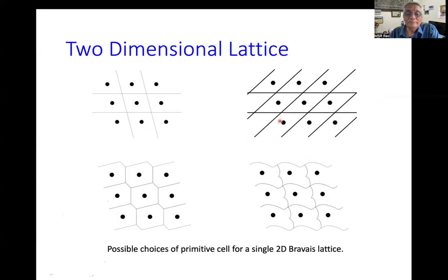So these are possible choices of primitive cells for a 2D lattice, and that is your Wigner-Seitz cell, where you can account for one atom per unit cell, and this is the smallest unit that can be used for the vectorial translation.